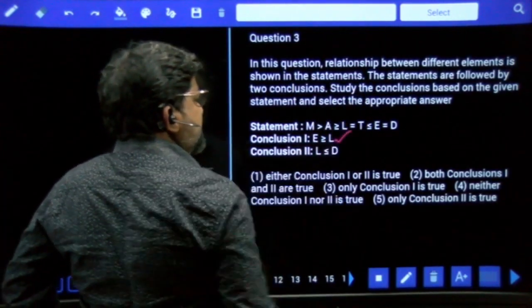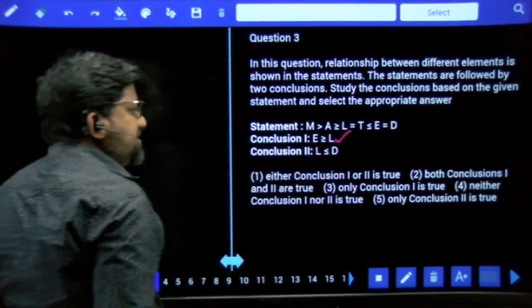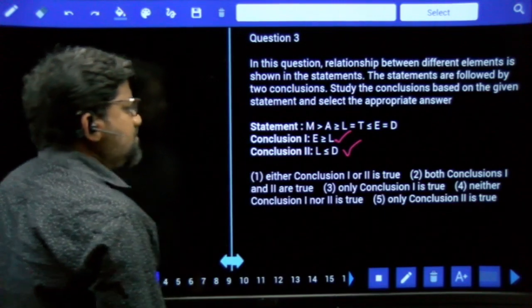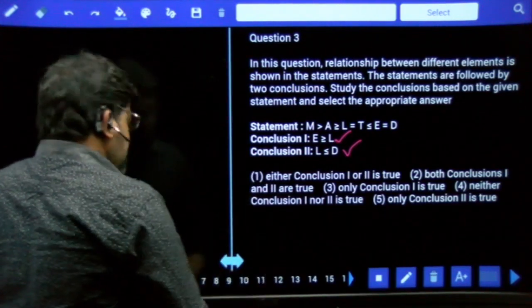Next. L less than or equals to D. Bring this L to the place of T. Bring this D to the place of E. Then what's the answer? L is less than or equals to D. This is also absolutely right. Both 1 and 2 follow. 1 and 2 is true. Option 2.